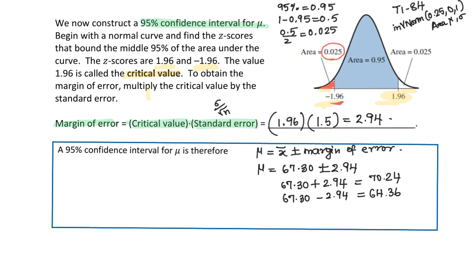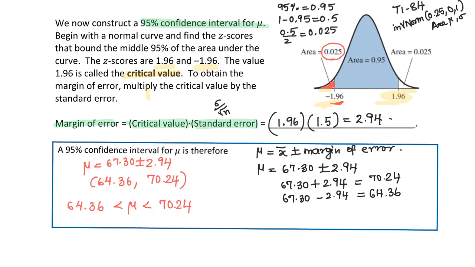And we can write the interval in three different forms. Mu equals 67.30 plus or minus 2.94, like this. Or we can write mu is in this interval, like interval form. Or we can write using the inequality, mu is between these two numbers. So in other words, we would say we are 95% confident that the population mean is between 64.36 and 70.24.